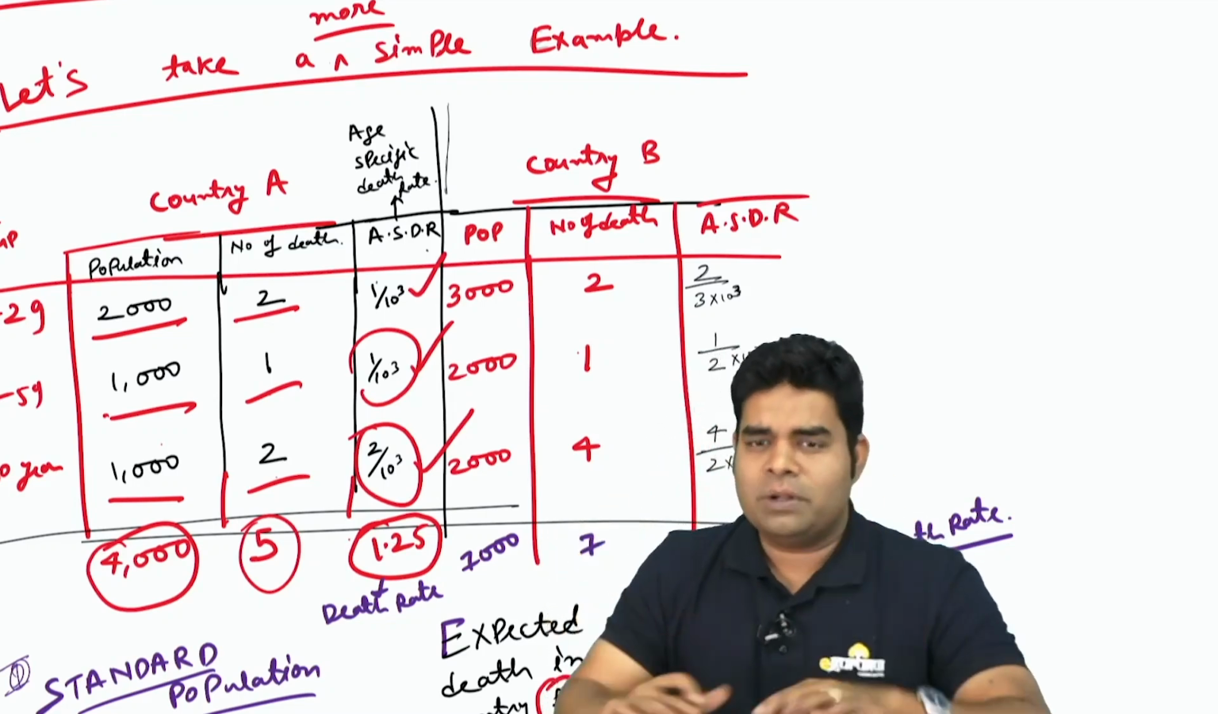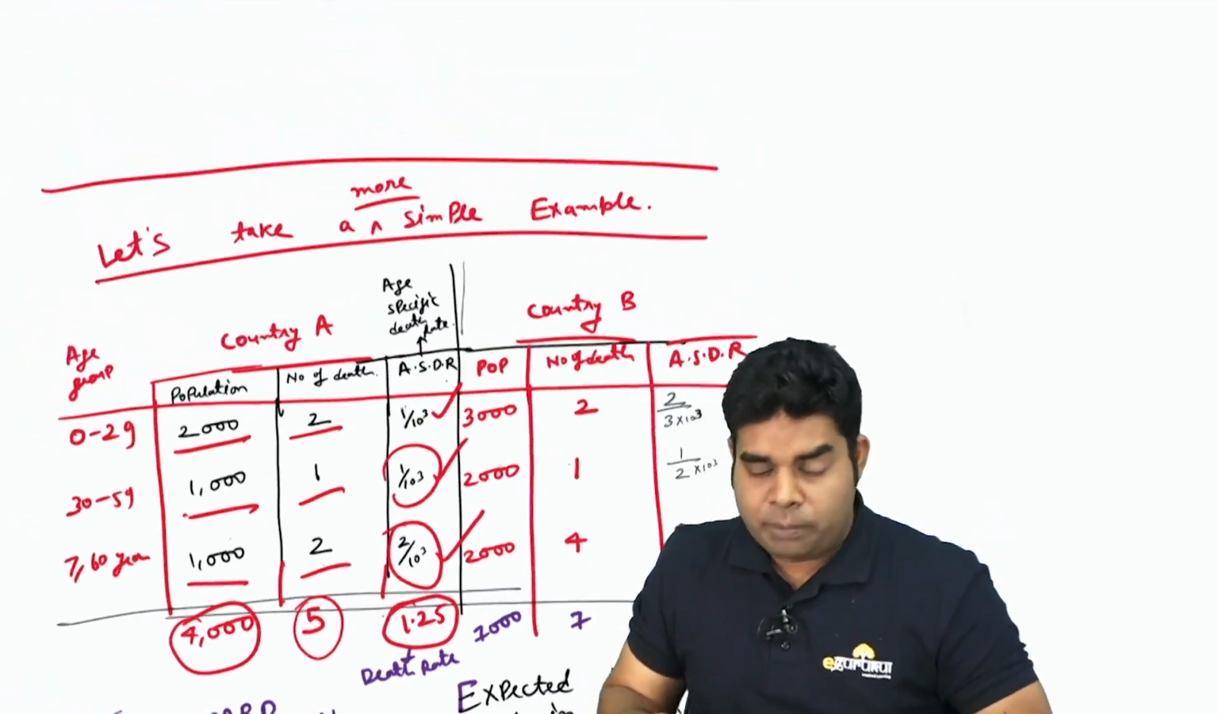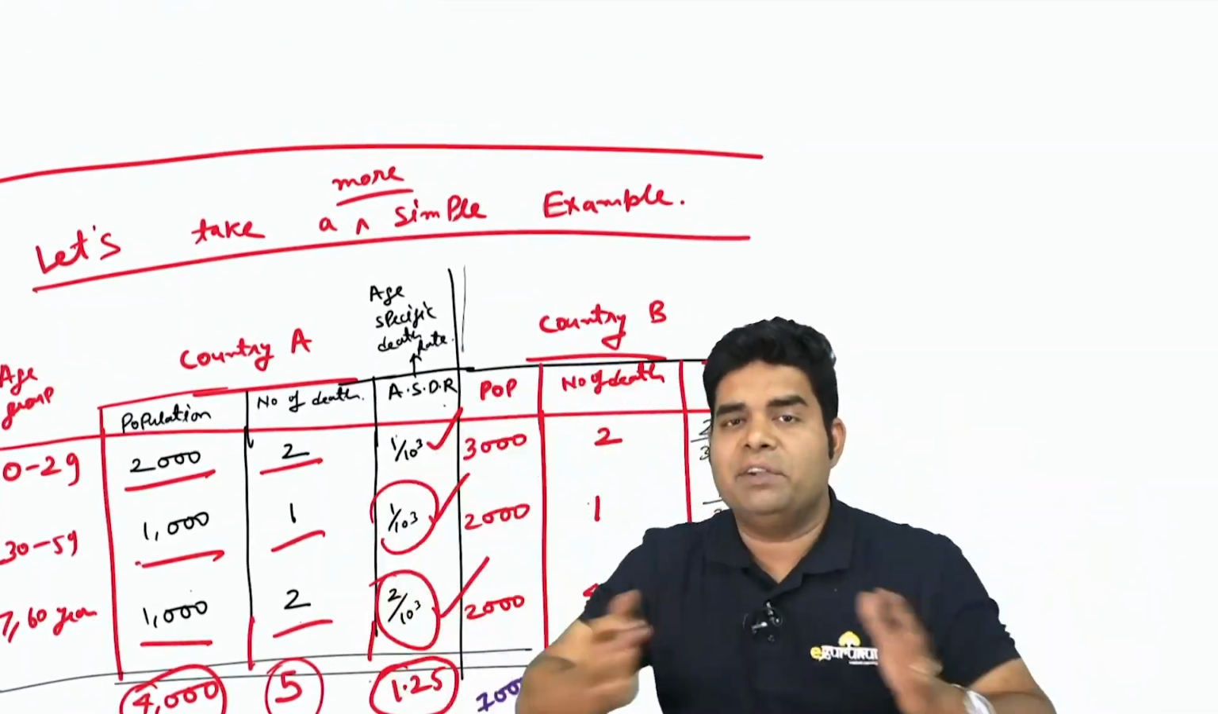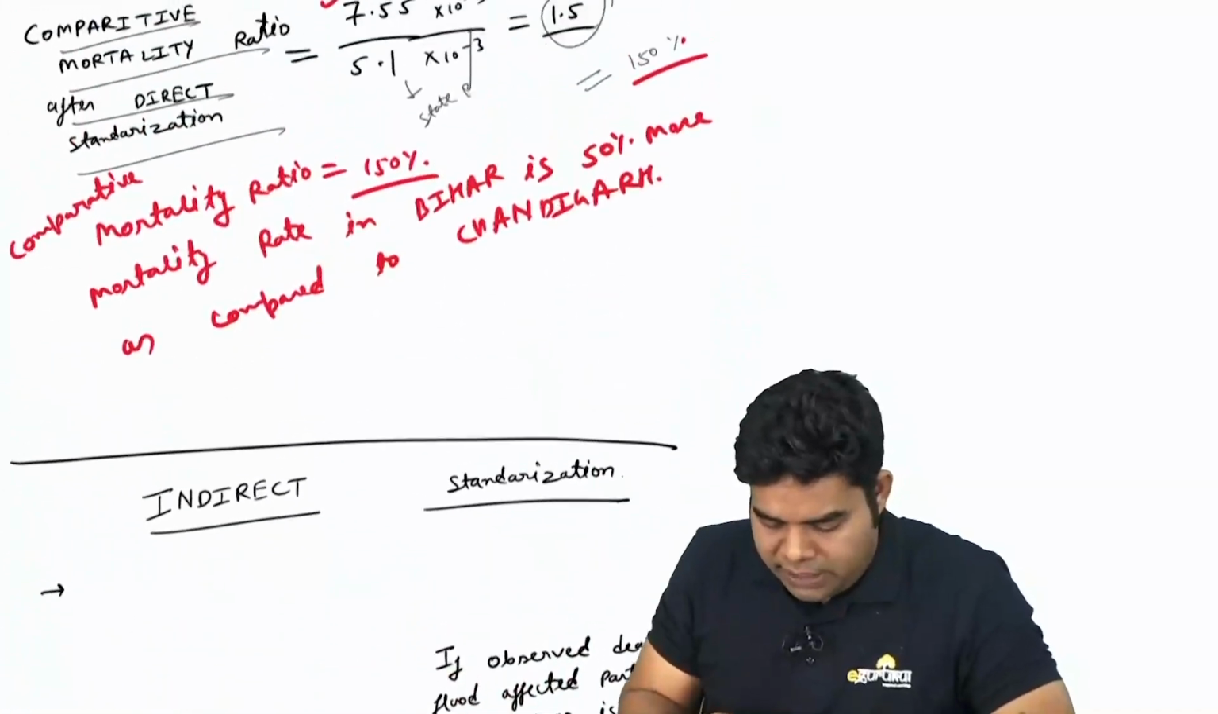Let's take it slow. Let me give you one example, then I will give you another example to make it more simple, and then in the end I will summarize all of this, okay? So let's try to understand this indirect standardization.